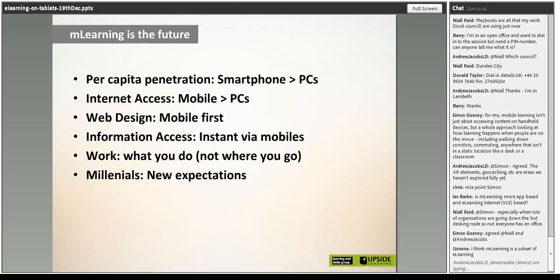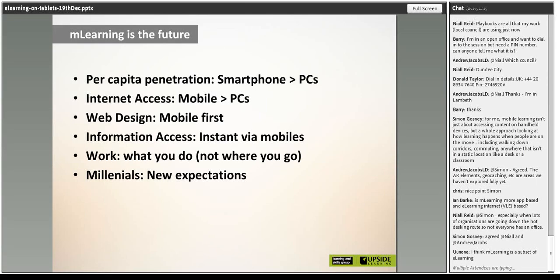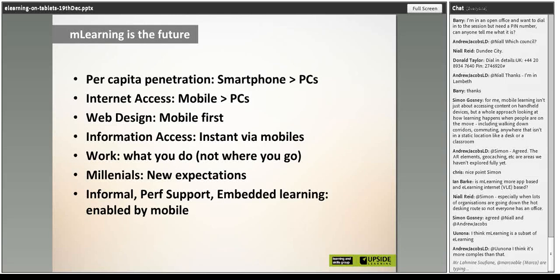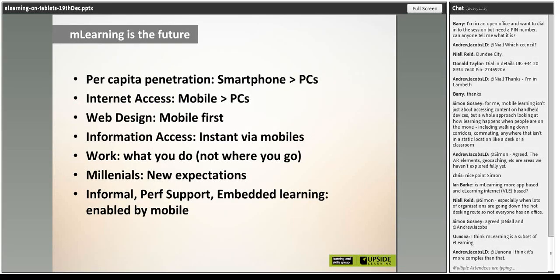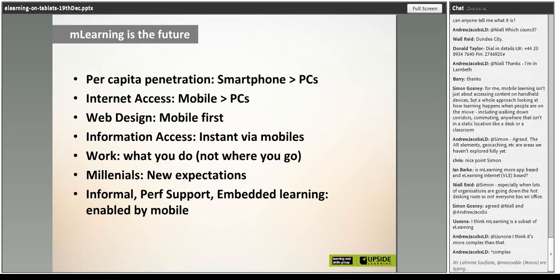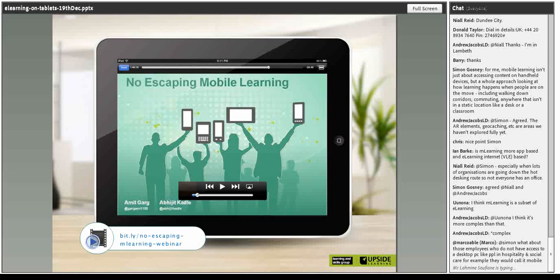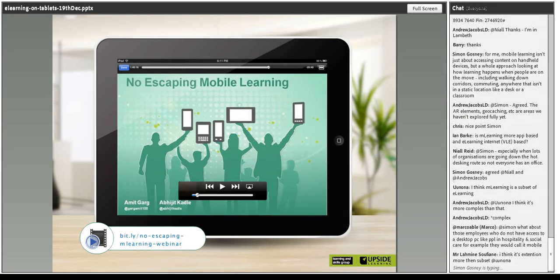Millennials are entering the workforce and bringing in new expectations, especially on how information and knowledge is created and shared inside an enterprise. And informal learning, performance support, embedded learning, all are getting enabled by mobile. So these are some of the things which are really pointing towards where the whole L&D and workplace learning is moving. In my view, it is definitely mobile. And we have a full webinar that was recorded a few months ago. If you wish to look at that, that's available online, and it is on this topic.